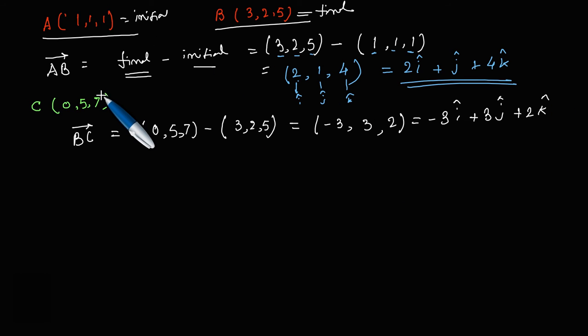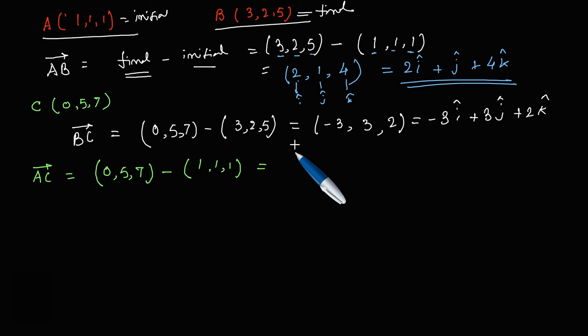You've got two vectors, and now the final and third vector. This is AC. In this case, C is the final point and A is the initial point. So what is the final point? 0, 5, 7, minus. What is the initial point? It is 1, 1, 1.